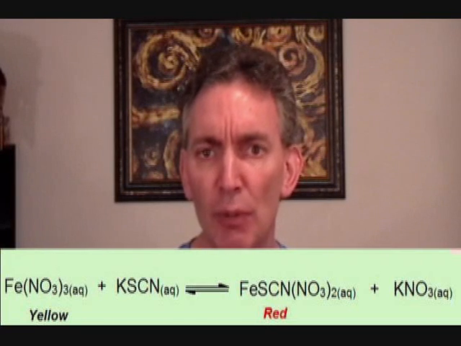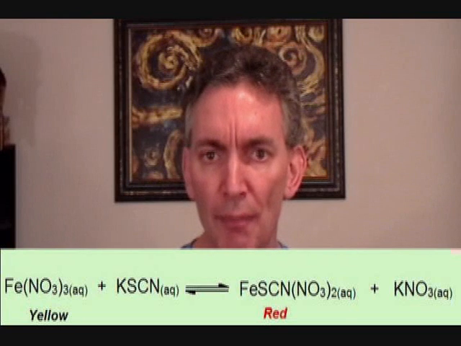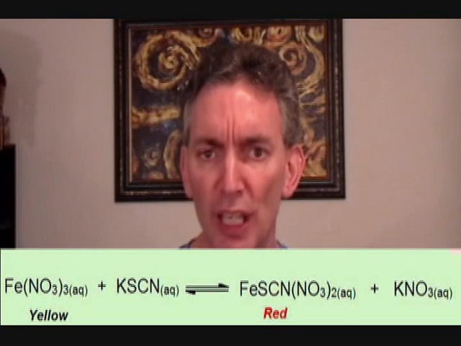Now the iron nitrate, which is a product of the back reaction and is yellow in colour, as the solution becomes more yellow, it means that the back reaction is being favoured and the position of equilibrium is moving to the left.